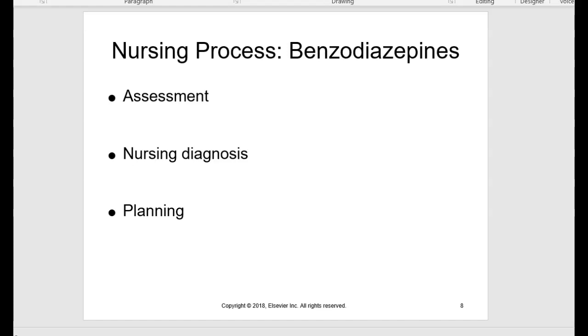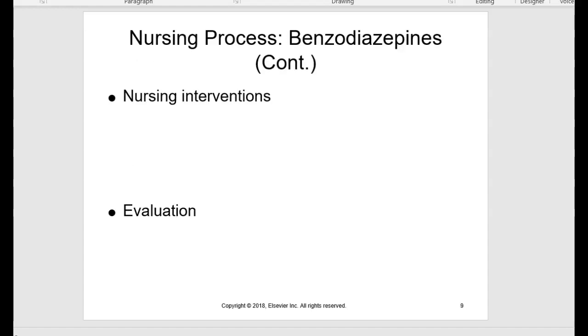We want to get vitals for baseline, get a good history and description of their insomnia and anxiety disorders, and then assess renal function. Impaired renal function could prolong drug action by increasing the half-life of the drug. I'm going to let you look over nursing diagnosis and planning on your own.